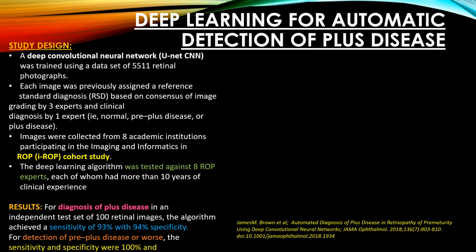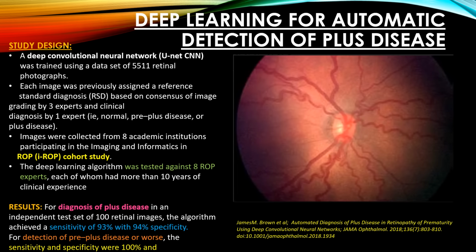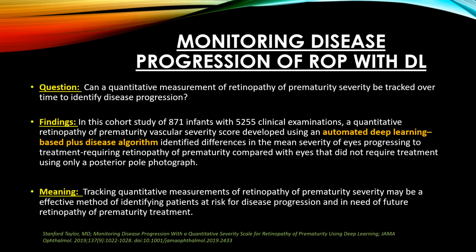Results for diagnosis of plus disease in an independent test set of 100 retinal images: the algorithm actually achieved a sensitivity of 93% with 94% specificity. And for detection of pre-plus disease or worse, the sensitivity and the specificity were 100%. So this is how AI is really revolutionizing the ROP screening domain. So this is how plus disease looks like. I think everybody is able to identify the tortuosity and the dilatation of the vessels.